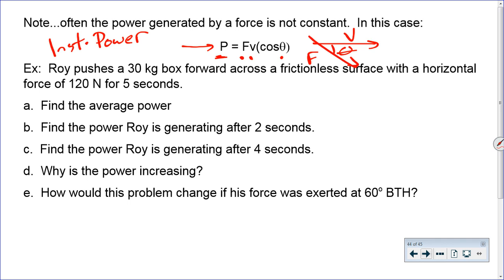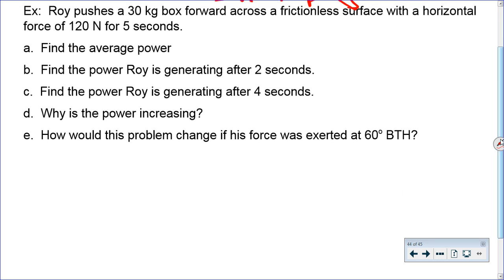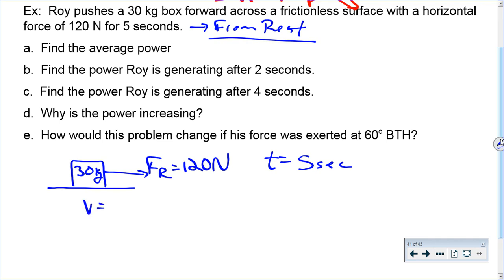All right, so this problem's a little interesting. I didn't give you maybe the most useful information here. So let's see what we know. We've got a 30 kilogram box. We are pushing it with a force of 120 newtons for a time of 5 seconds. Notice I gave you the time instead of the distance. It doesn't explicitly say it, but let's assume that it's from rest. That is my bad, I should have written that. So we'll assume that our initial velocity, VI, is 0.